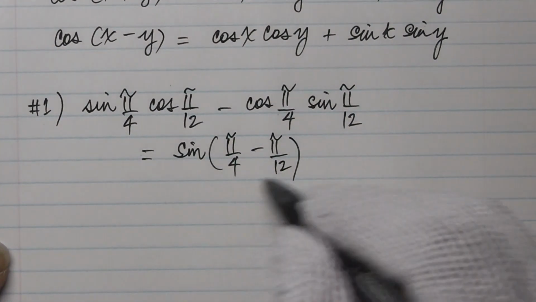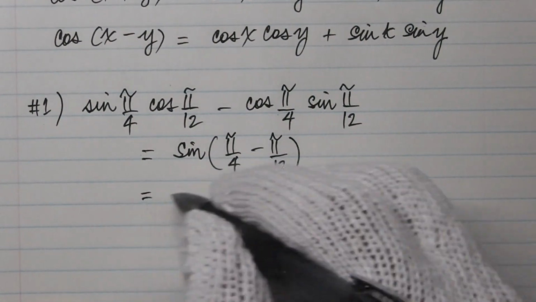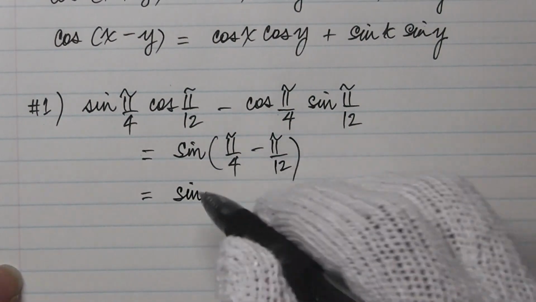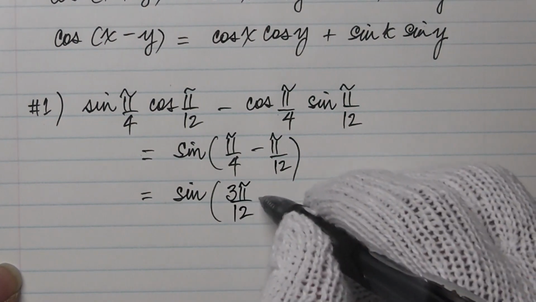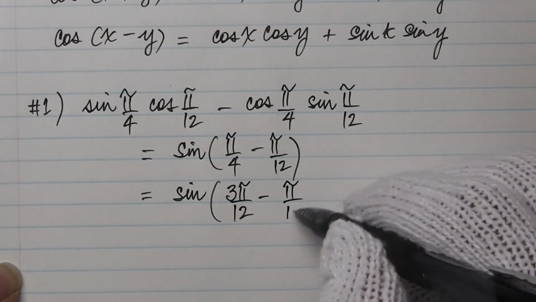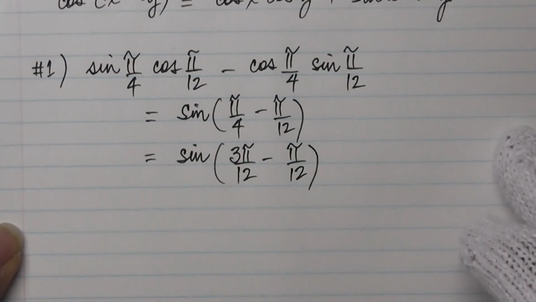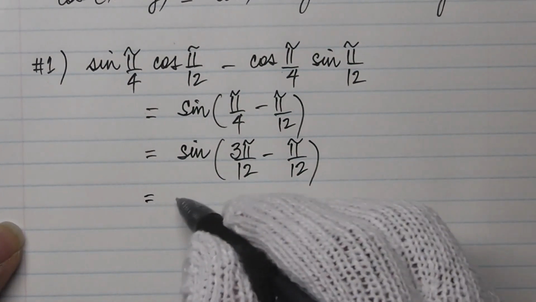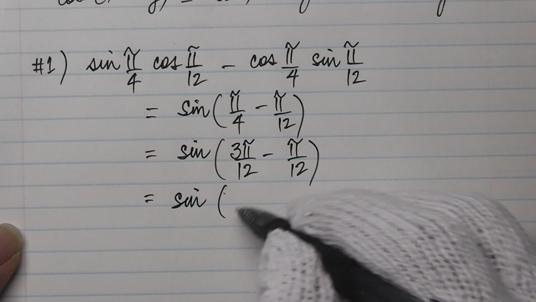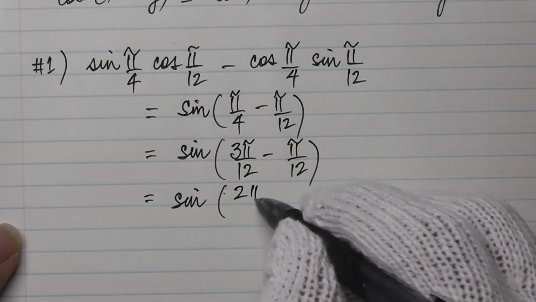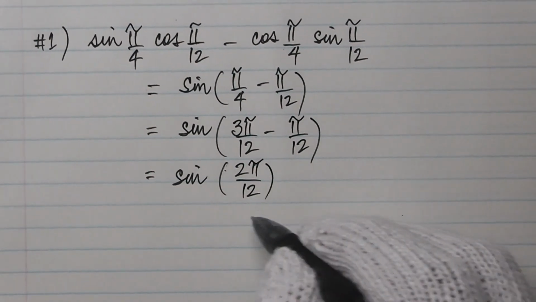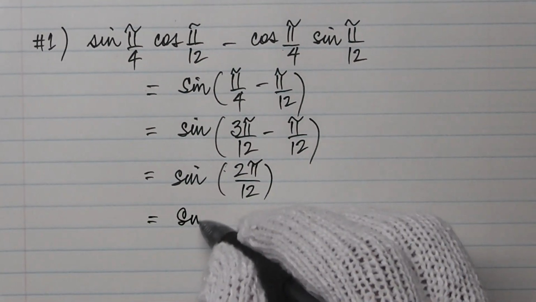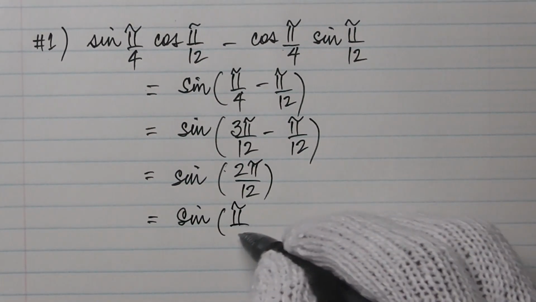And now you need to combine these to give you common denominators. So that's the same as sine of 3 pi over 12 minus pi over 12, which is the same as sine of 3 pi minus 1 pi is 2 pi over 12. And that's going to reduce to sine pi over 6.